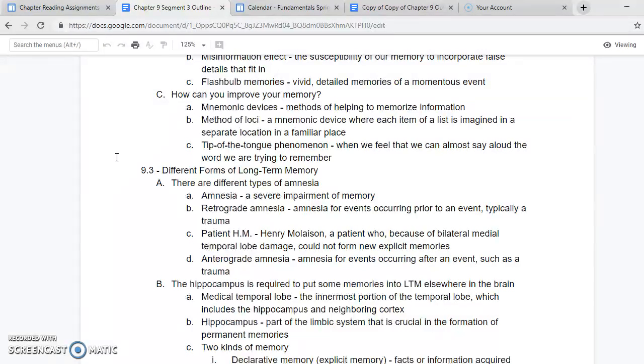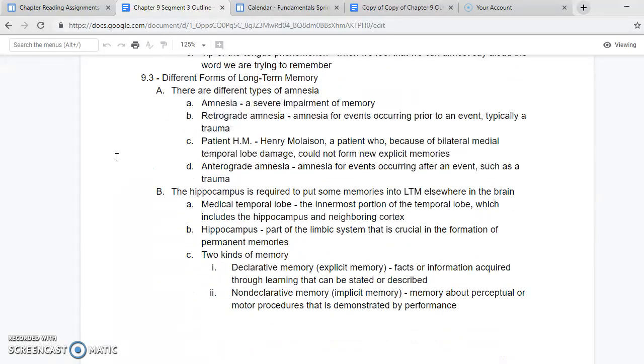Now, going into section 9.3, we're going to talk about different forms of long-term memory, and specifically looking at clinical studies. Clinical case studies show that memory can fail in several different ways, indicating that there are different forms of memory and that multiple brain regions are involved. So there's basic amnesia, which is a severe impairment of memory. More specifically, there's retrograde amnesia, which is amnesia for events occurring prior to an event, typically a trauma. And this is not uncommon after surgery or trauma.